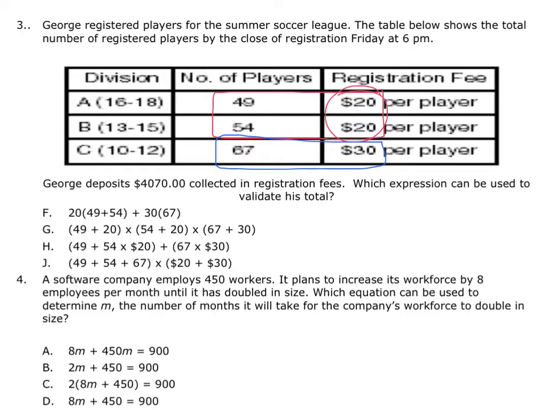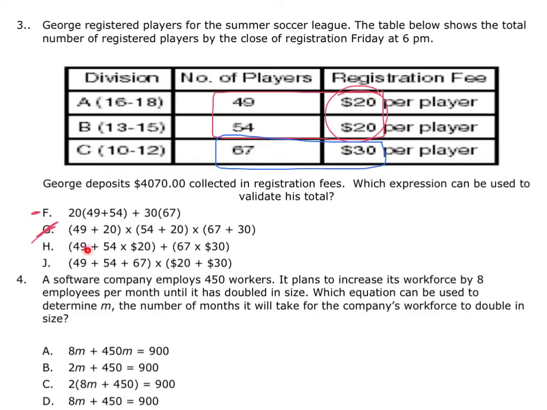The first one is 20 times, which we know we would multiply 49 times 20 and 54 times 20 because it's $20 each. So it says 20 times, and then you add up the 49 and 54. We add those up and multiply by 20, plus 30 times 67, because it's $30 a player and there's 67 total. That one looks like a pretty good answer to me, but I have to check the rest. Would you add the 20 and 49? No, you wouldn't, because each player would have to pay 20. So I know that one's not a good choice.